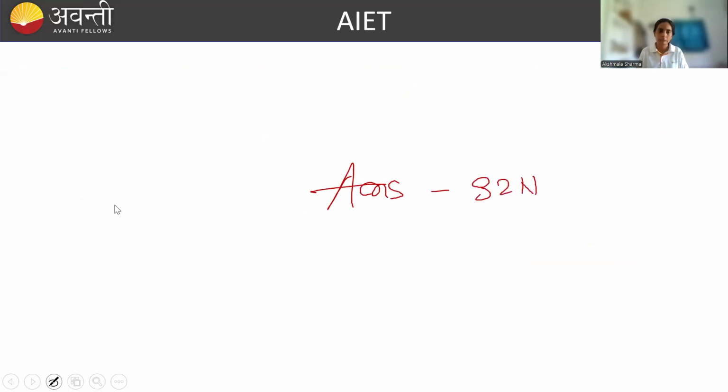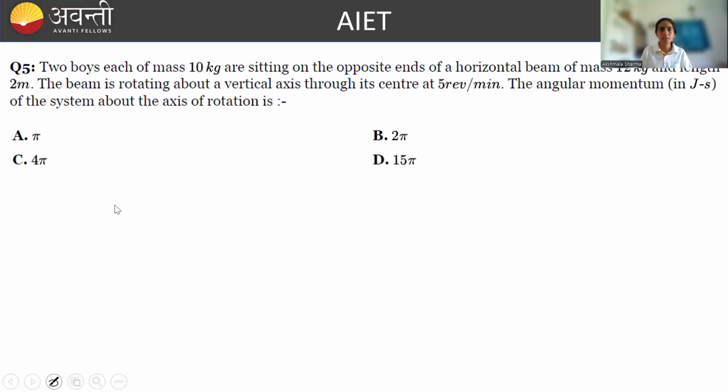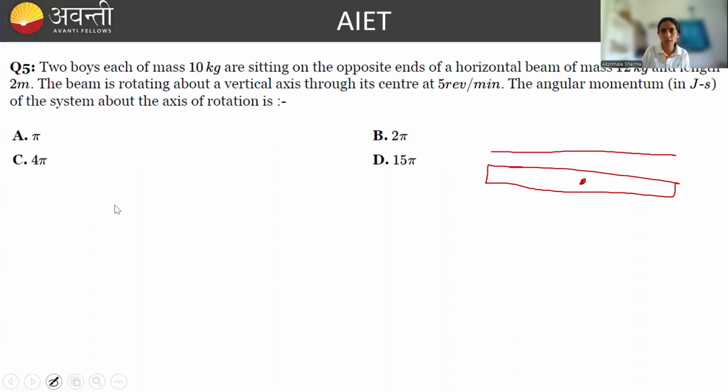Okay, let's go. Two boys, each of mass 10 kg, are sitting on the opposite ends of a horizontal beam of mass 12 kg. So how much is its mass? It is 12 kg. And the length is 2 meter. Its total length is given, that is your 2 meter. My diagram is not perfect. Sorry for that.